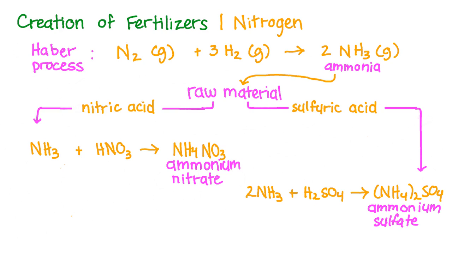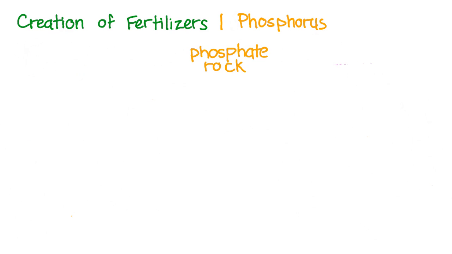Now let's move on to phosphorus. The creation of phosphorus fertilizers starts with phosphate rock. Phosphate rock is mined from the Earth's crust. It contains high amounts of phosphorus-containing minerals. It's unfortunately insoluble in water, so we can't use it directly as a fertilizer.